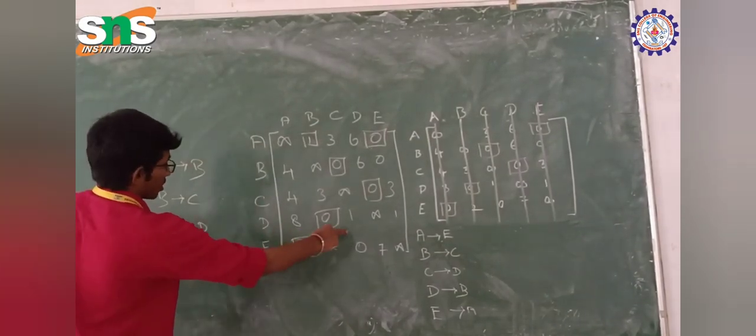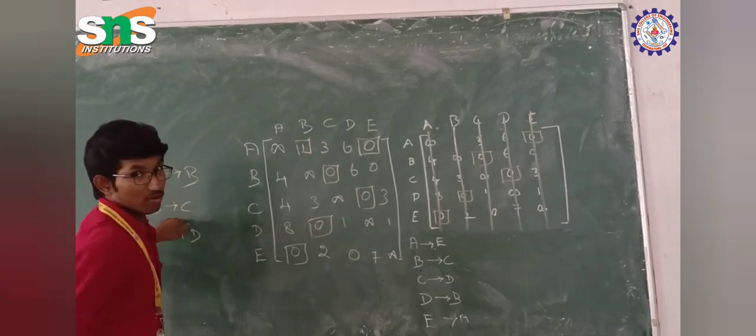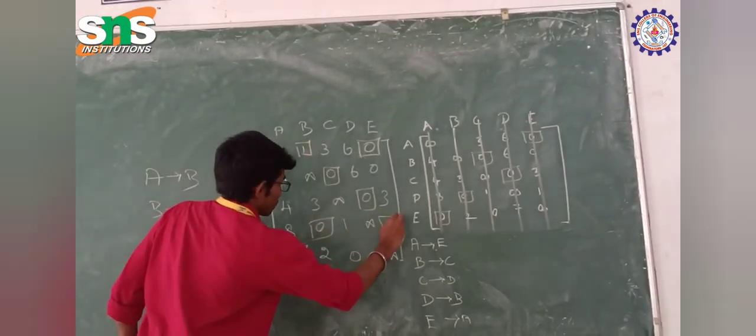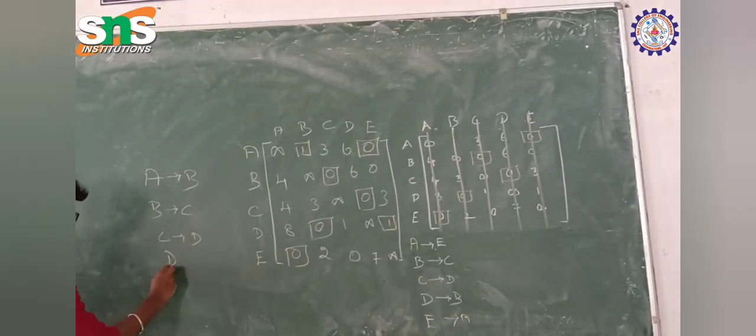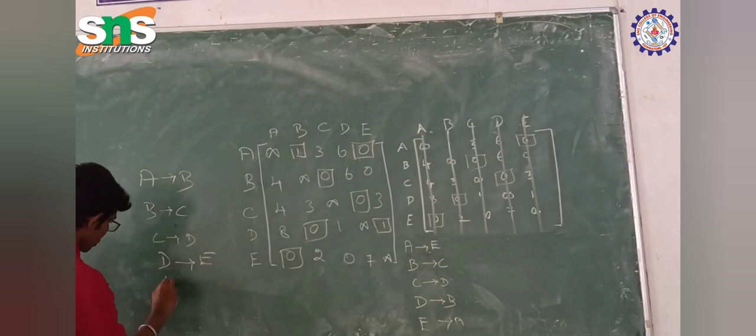Now the next shortest element is 1. But C is also already present, so we take E. D to E. D to A is fixed.